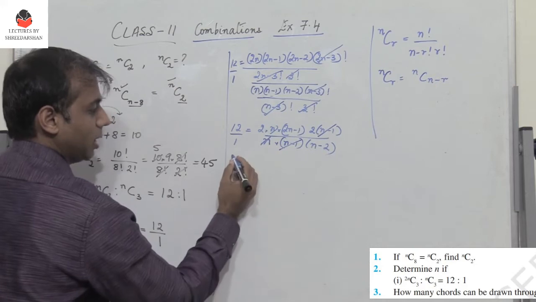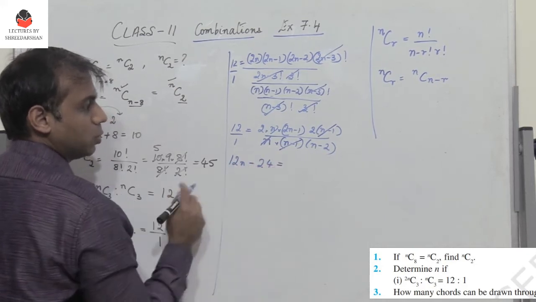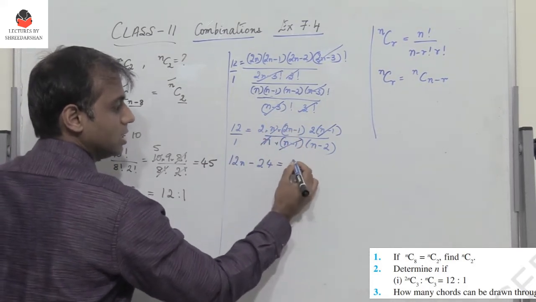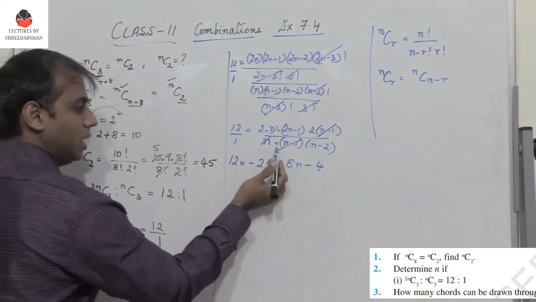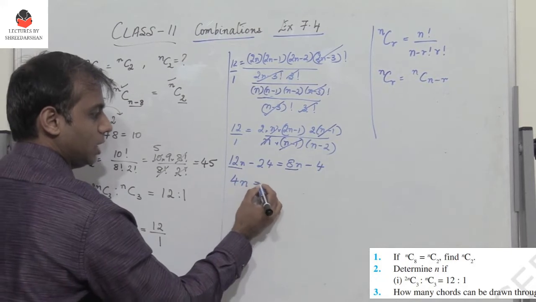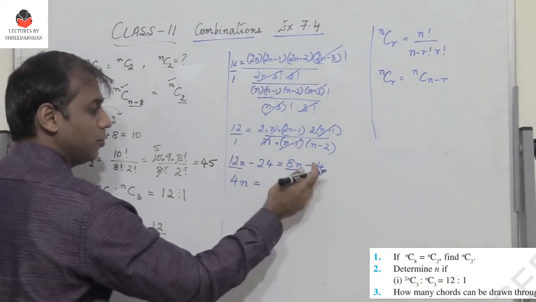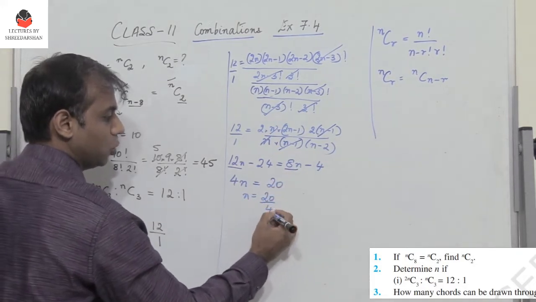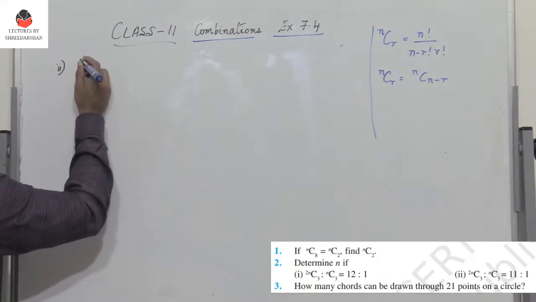So 12 into (n minus 2) will give me 12n minus 24 equals 2 into 2 is 4, so 4 into (2n minus 1) is 8n minus 4. So bring 8n to the other side. 12n minus 8n is 4n equals, take 24 to the other side, it becomes plus 24. 24 minus 4 is 20. So n equals 20 by 4, which is 5. So the value of n is 5.